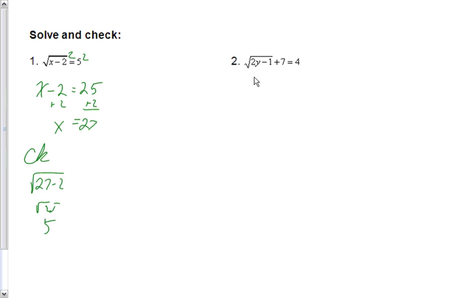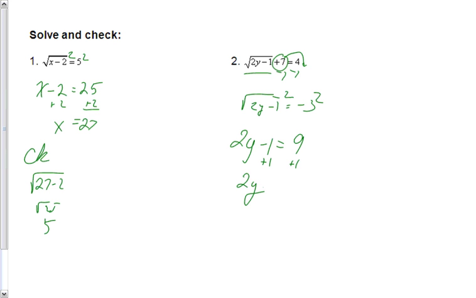Let's solve this one. First thing is we need to get that alone, so this has got to go. So how do we get rid of plus 7? You subtract it. So the square root of 2y minus 1, you subtract 7 from both sides, is negative 3. Now that the radical is alone, you square both sides. Well, that's just 2y minus 1 equals negative 3 squared, which is 9. Solve for y by adding 1. 2y equals 10.